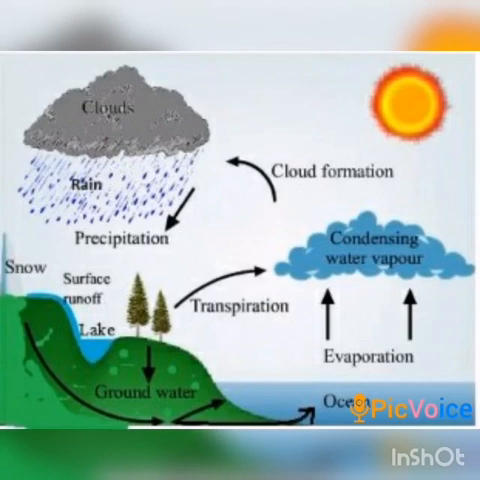Then precipitation takes place. Precipitation means from the clouds the water may come back to the ground as rain, hail or snow. This process is called precipitation, the water comes back to the earth. This is the water cycle. This picture explains the water cycle.